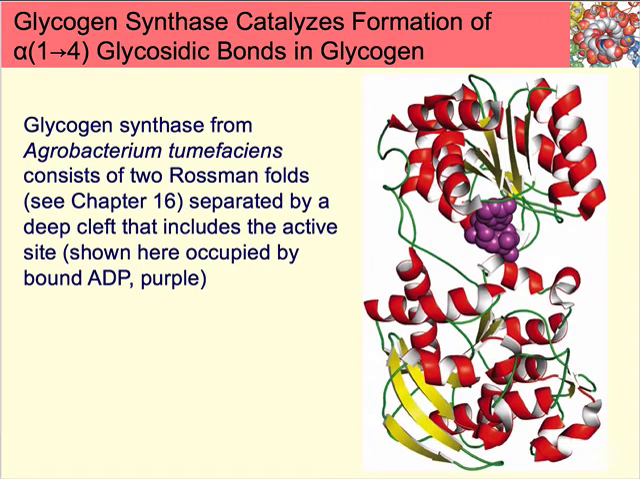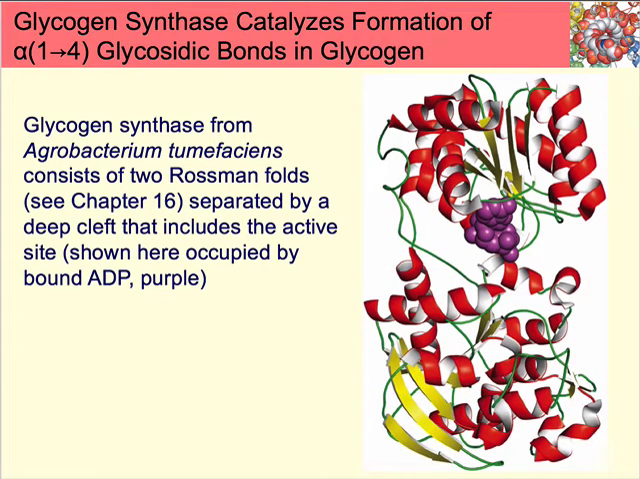This shows you the structure of a glycogen synthase from a bacterium. It consists of 2 Rossmann folds. Michael Rossmann was a crystallographer at Purdue University, and one of the structures that he studied became famous for its ubiquity in other structures. It was found over and over again in other structures, and this structure came to be known as the Rossmann fold, and it really is this domain here and this domain here.